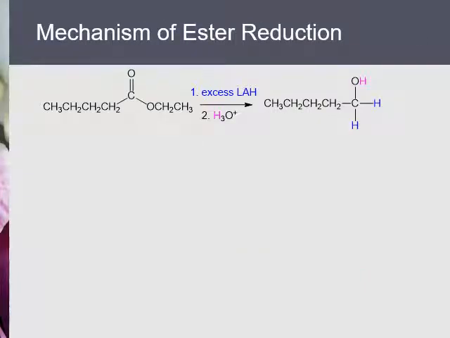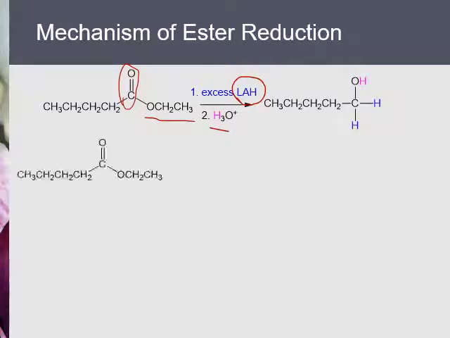Let's draw the mechanism of ester reduction. Again, let's do it together, so grab a pen and a paper. Note that the molecule contains a C=O double bond and OR, and that's an ester functional group. For ester reduction, we need lithium aluminum hydride. LAH represents lithium aluminum hydride, followed by acid protonation as the second step.